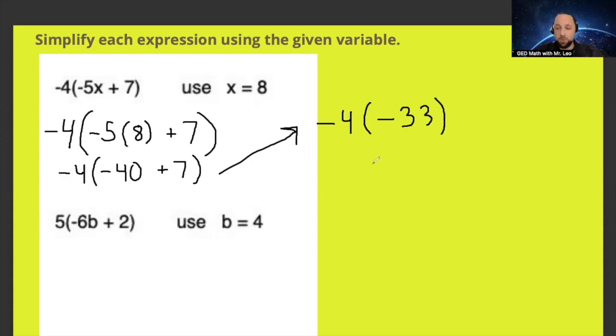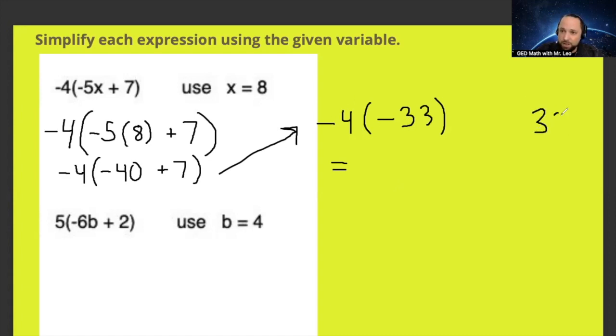Remember, this is a language class. What does this mean? What is next? Well, if the number is touching the outside of the parenthesis, that means it's multiplying. So we are effectively going to multiply negative 4 times negative 33. Feel free to type that into your calculator, but tell me this first. Will the answer be positive or negative? It will be positive because the two negatives will cancel out.